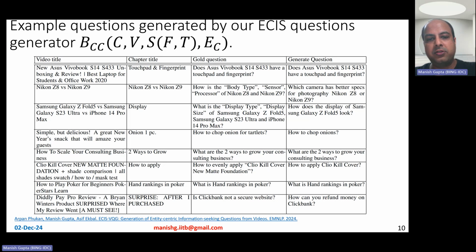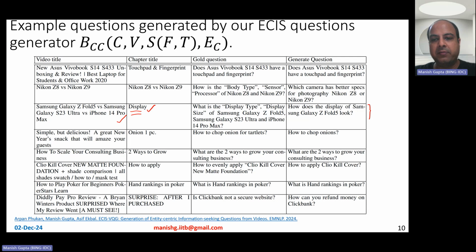Here are some examples generated by our ECIS questions generator, the best model. You can pause to read through these various examples, but I can just show you some. For example, there are Samsung Galaxy phones being compared, and the chapter title is display. Now, this is of course not a self-complete title, but we generate really good self-complete questions like, how does the display of Samsung Galaxy Z Fold 5 look? Okay, so this is good.